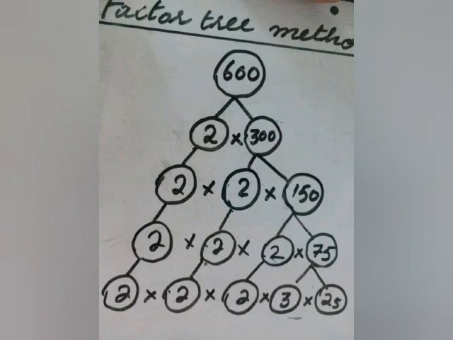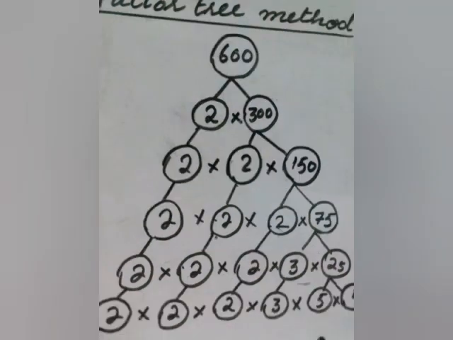We divide 75. When we divide 75 by 3, we get 25. Now the factors of 600 are 2 multiplied by 2 multiplied by 2 multiplied by 3 multiplied by 25. Now we divide 25 and we get 5. So the factors of 600 are 2 multiplied by 2 multiplied by 2 multiplied by 3 multiplied by 5 multiplied by 5.